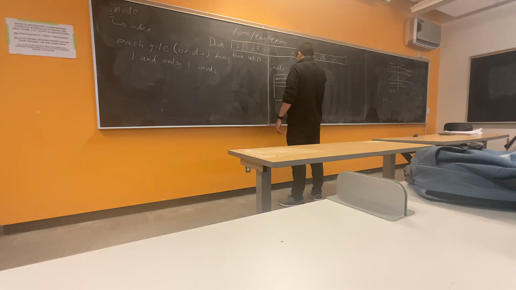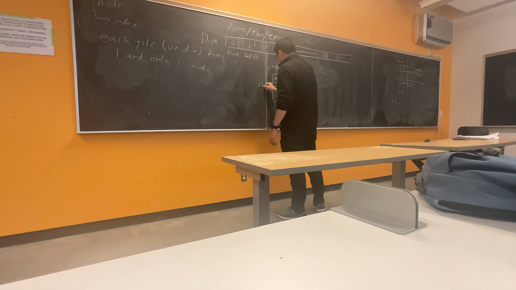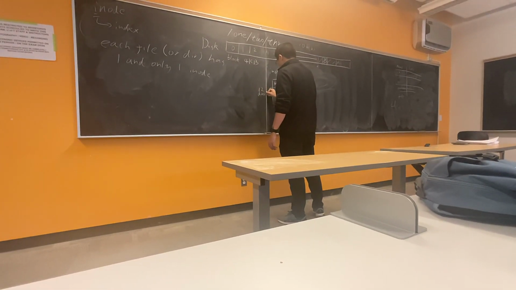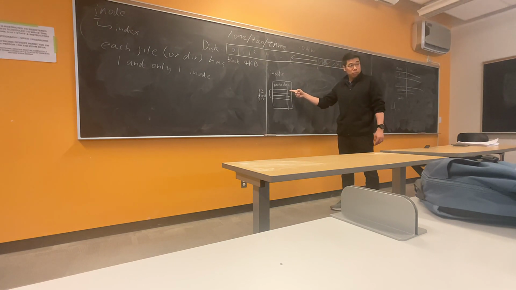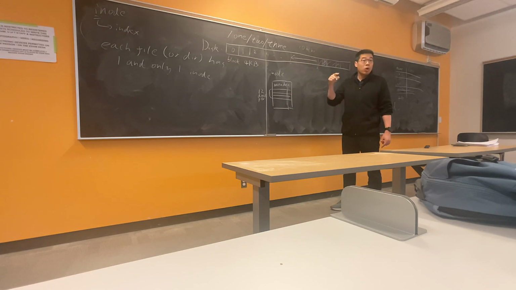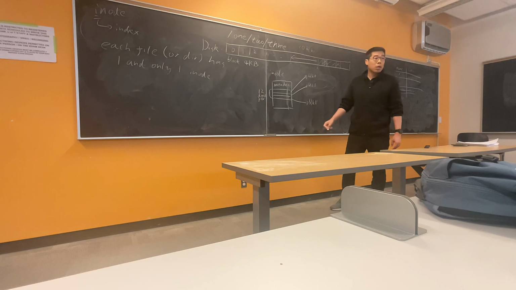And then it has a bunch of pointers. It will have 12, called direct pointers. The next 12 entries are 12 pointers. It stores the location, or the disk block address, of the first 12 blocks of this file. So this goes to block 0, block 1, and the last is block 11.